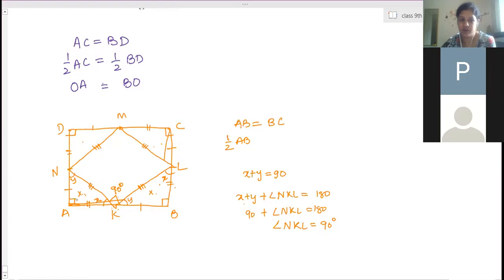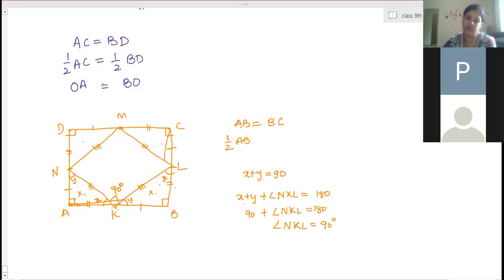Now use this property in this triangle. Consider this angle is equal to this angle by parity. This angle is equal to this angle by parity. Give them the names x and y. So in triangle AKL, AKN, x plus y plus 90 is equal to 180. So therefore x plus y is equal to 90. And then use the angle on a straight line property to prove this is 90 degrees.